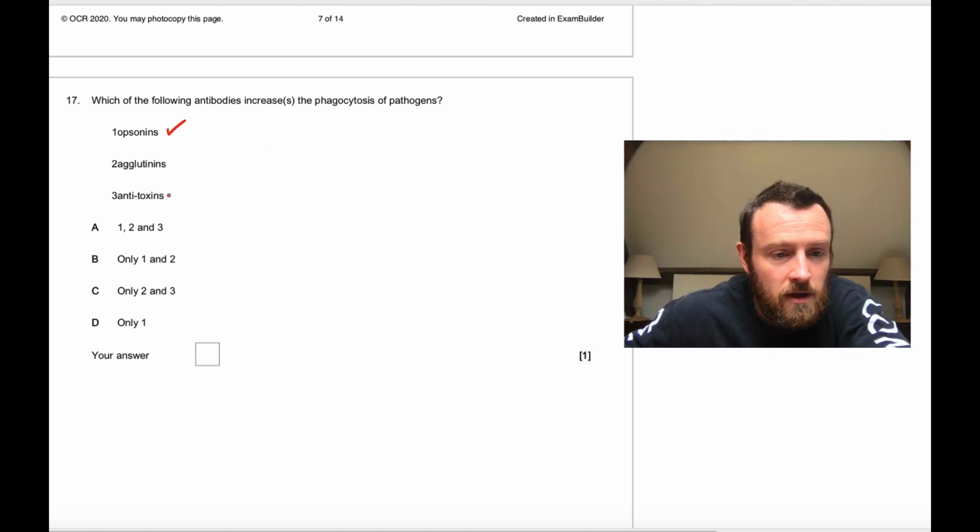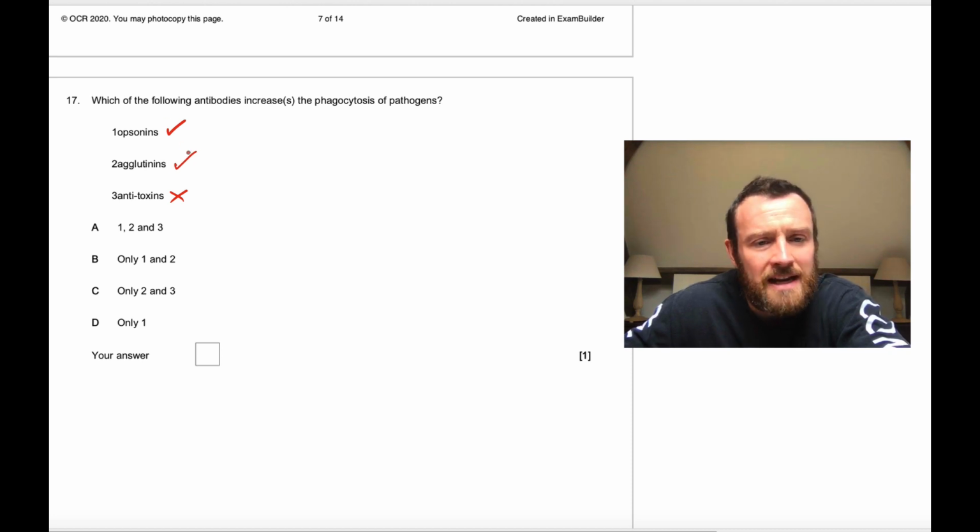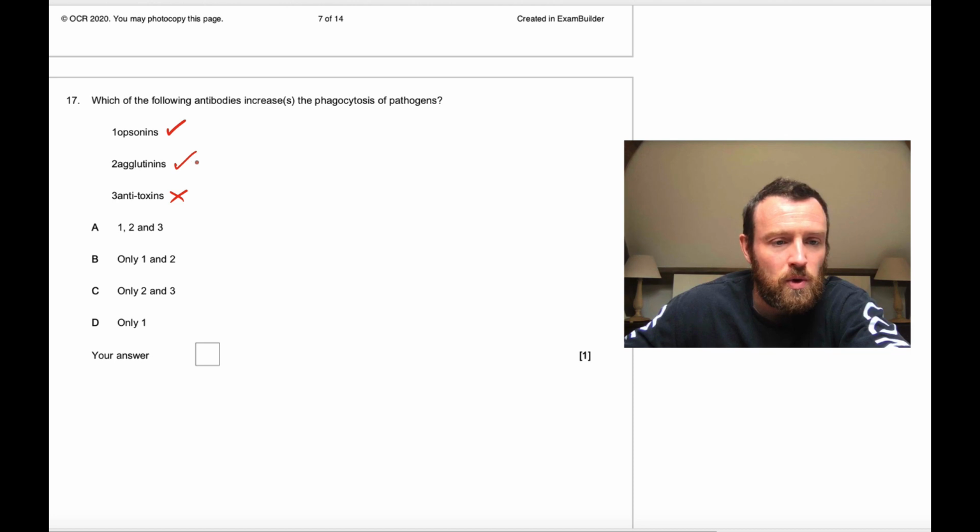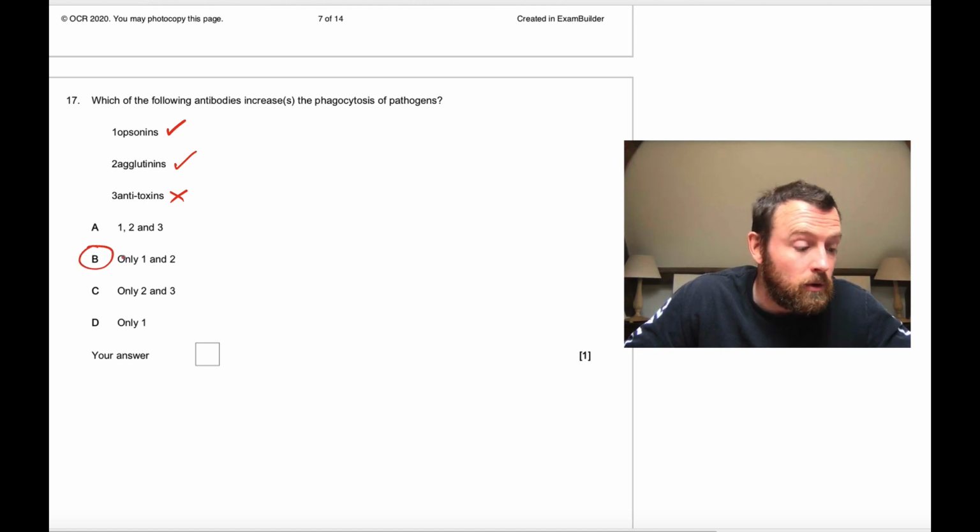Agglutinins, antitoxins certainly not. Agglutinins, I think so. I think if you agglutinate multiple pathogens together, it makes them easier to take in. So I think that it is 17B, and I'm checking, and the exam board agrees with me.